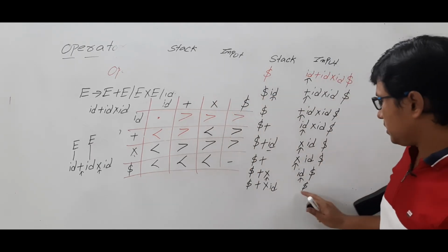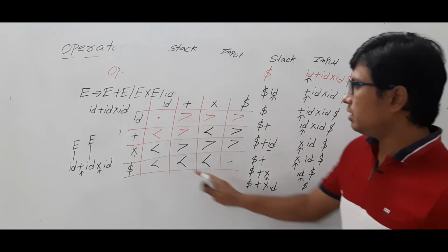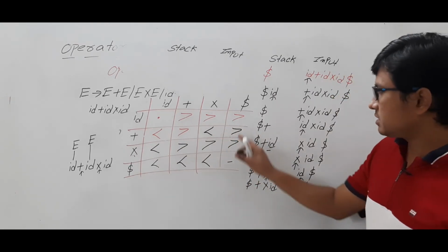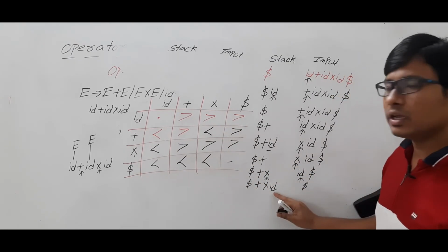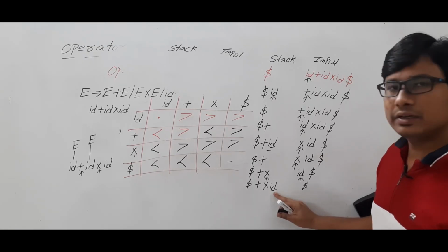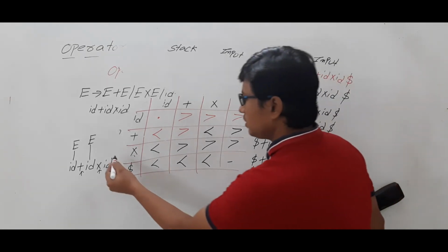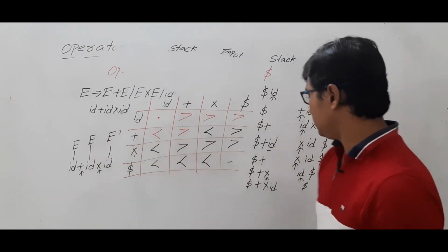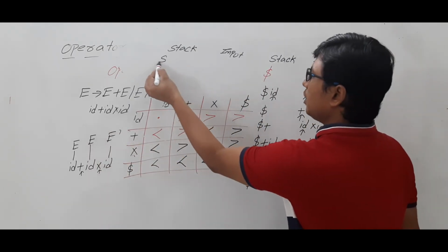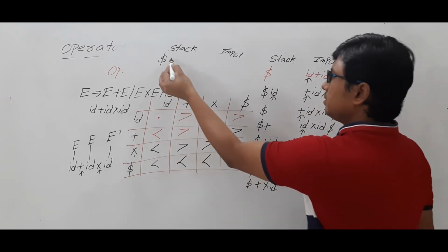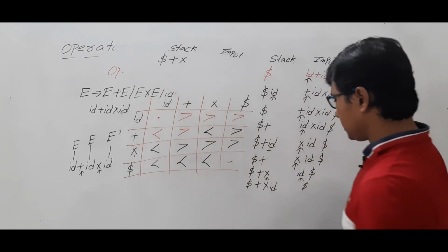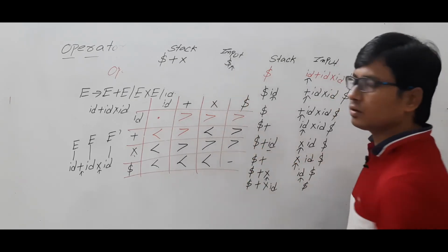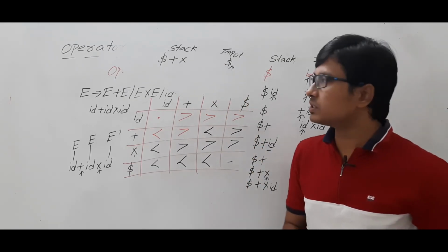id is there and the input pointer is dollar. id and dollar, which is what? Greater than. If it is greater than, I will pop it. So this id will be reduced to e. So you will have dollar, plus, multiplication; this id was popped, and the input pointer is still pointing to the dollar only because we have not pushed it.